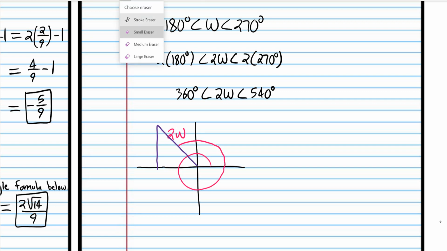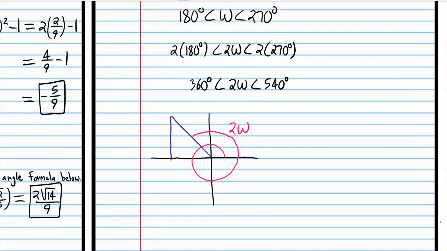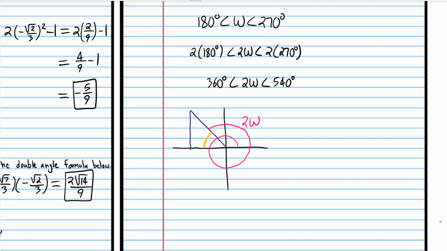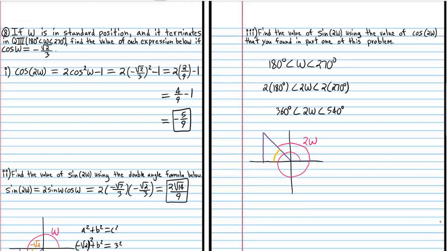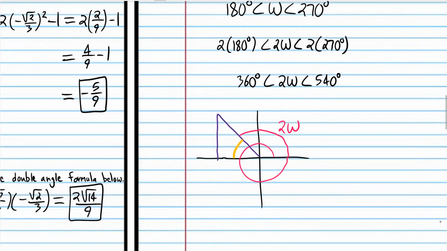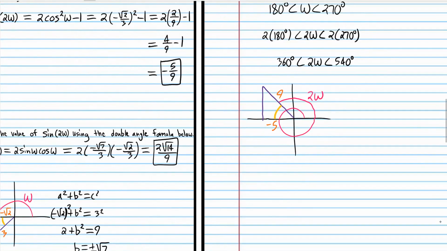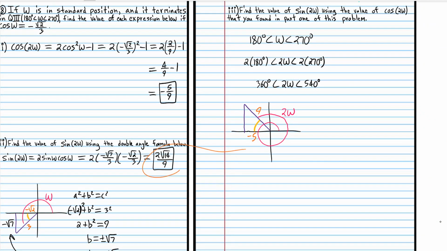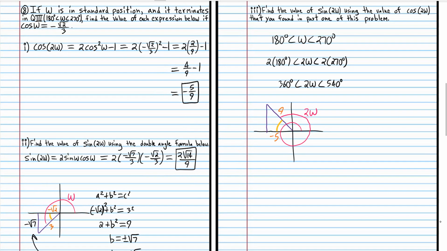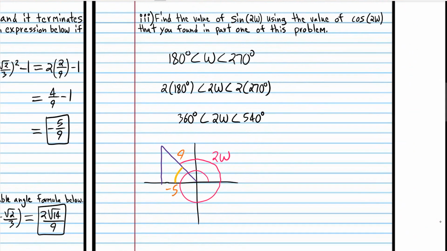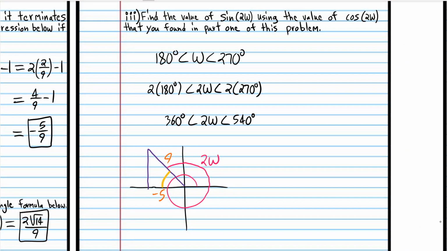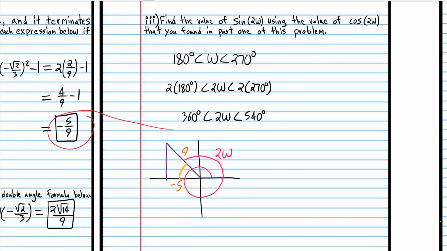And I'm going to label that. So the reference angle is the yellow angle, and cosine 2 omega is -5/9. So again, we're using cosine 2 omega. That's what's different about this. We're going to find the same value of sine 2 omega, but we're using the value we found for cosine 2 omega, which is here.